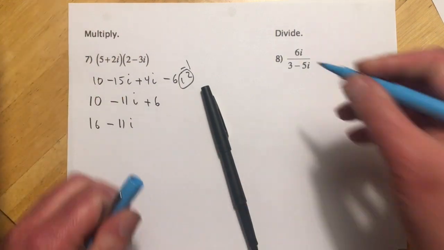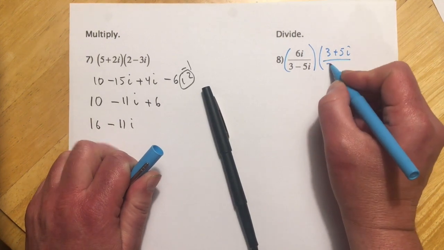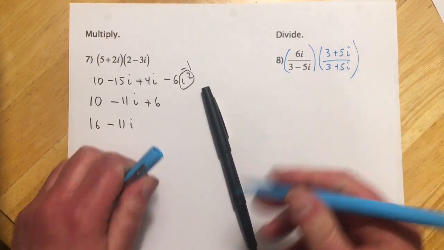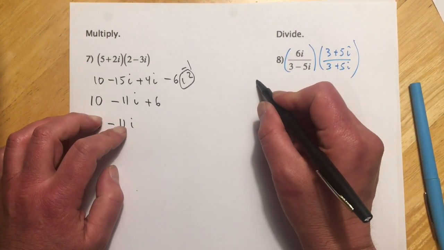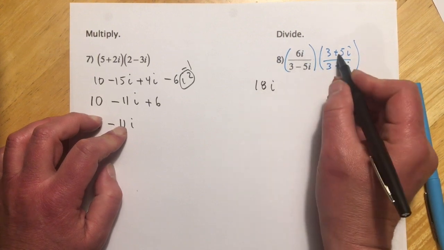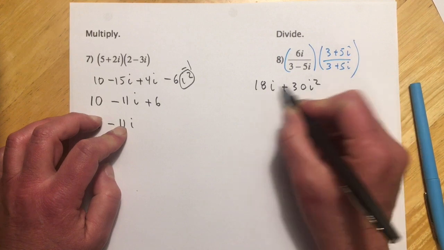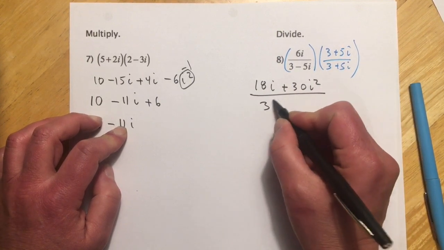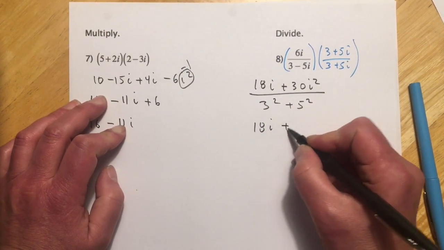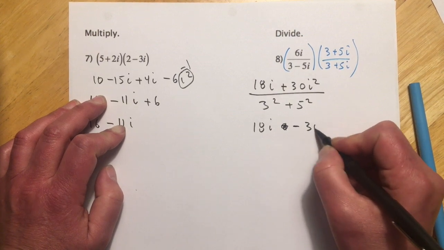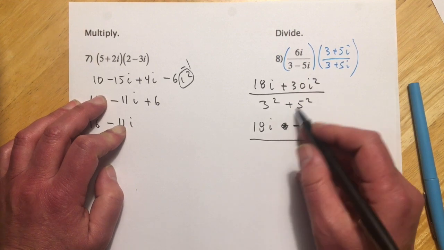This one we're dividing, so we've got to multiply by the conjugate. So 6 times 3 is 18i. And here that'll be 30i squared. Downstairs we're going to have 3 squared and then plus 5 squared. This will go 18i plus, actually, minus 30, because that's negative 1, and 9 and 25, so that'll be 34.